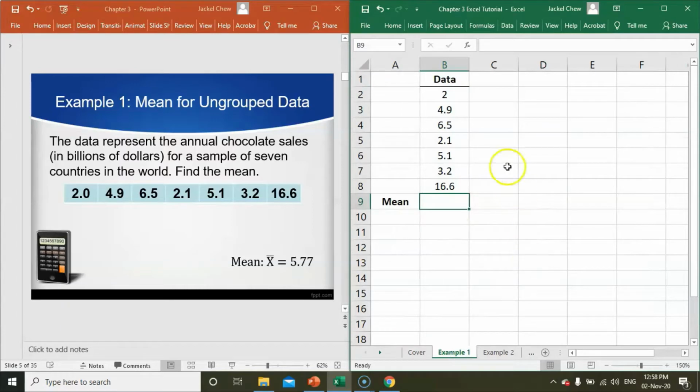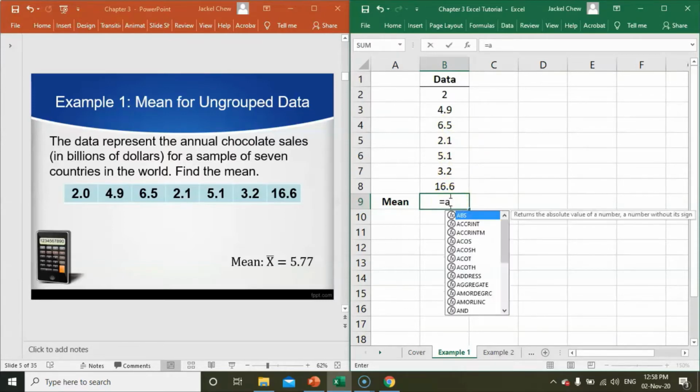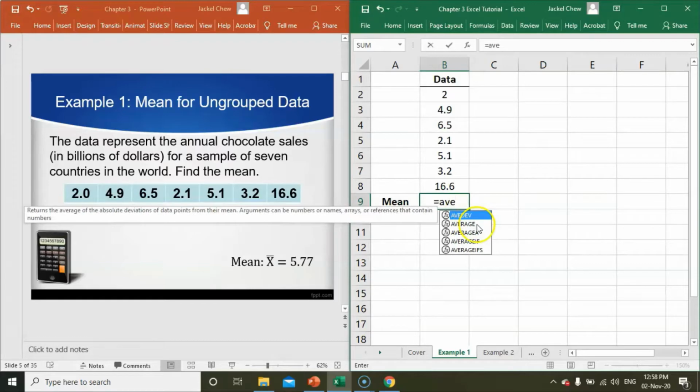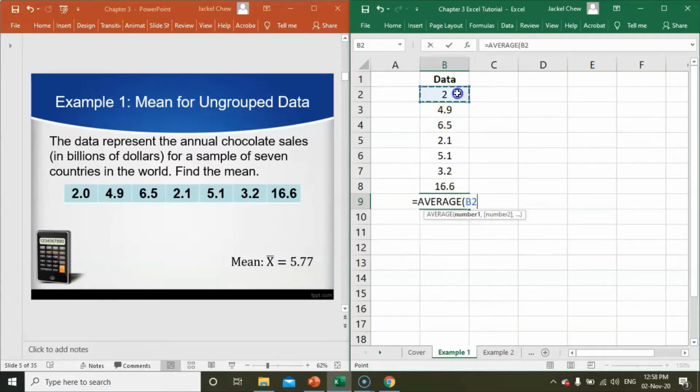Now on the right side, I have copied the data from the slide, and then to find the mean for the given ungrouped data, we use the function AVERAGE, and then you highlight this data, and then you get the answer.